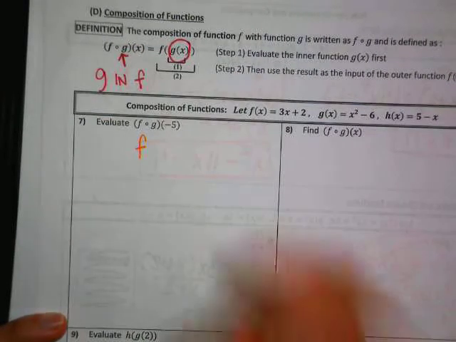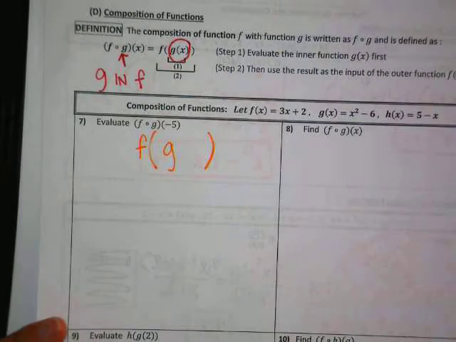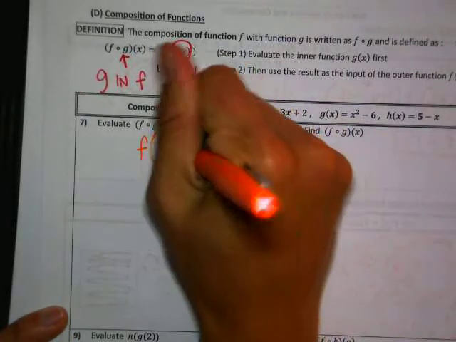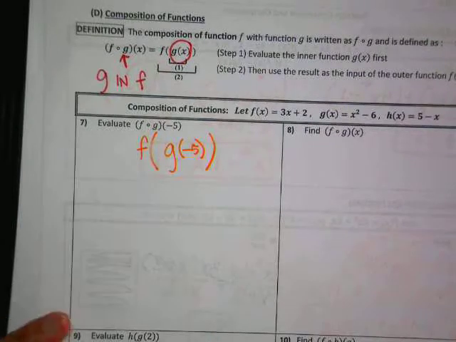So F is on the outside. G is on the inside. But it's not G of X. What is it? G of negative 5. So you see here, negative 5 is telling me I need to use negative 5 instead of X. So rewrite it so the G is inside. Whatever the second letter is goes inside. And now you're going to work from the inside out.